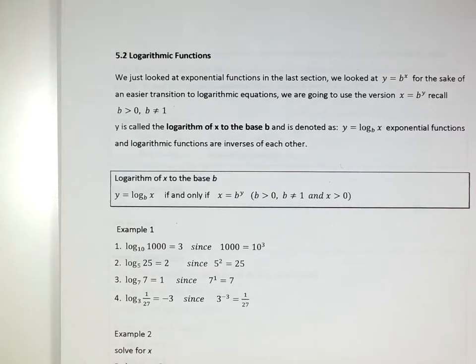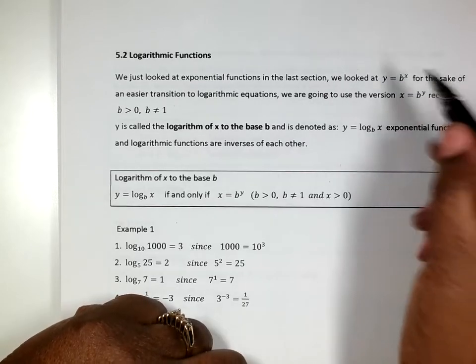Section 5.2, logarithmic functions. So we just took a look at the exponential functions in the last section, and we looked at y equals b to the x. And b was a base. It had to be positive, but not equal to 1. And that's going to be true as we look at logarithmic functions. We're going to have a base as well.